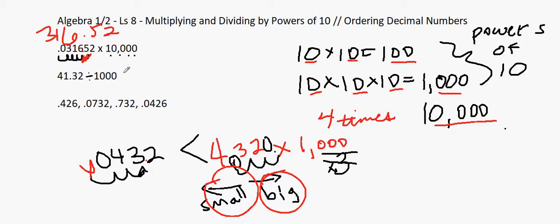But what about when we change the operation? Okay, now if I divide by 1,000, shouldn't I get smaller? Absolutely. So when you divide, you get smaller. When you multiply, you get bigger, as long as you're multiplying or dividing by whole numbers, like 1,000. How many places? 1, 2, 3.